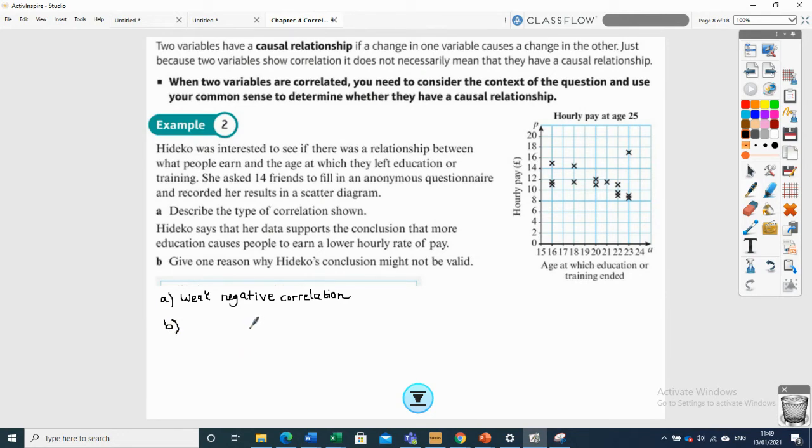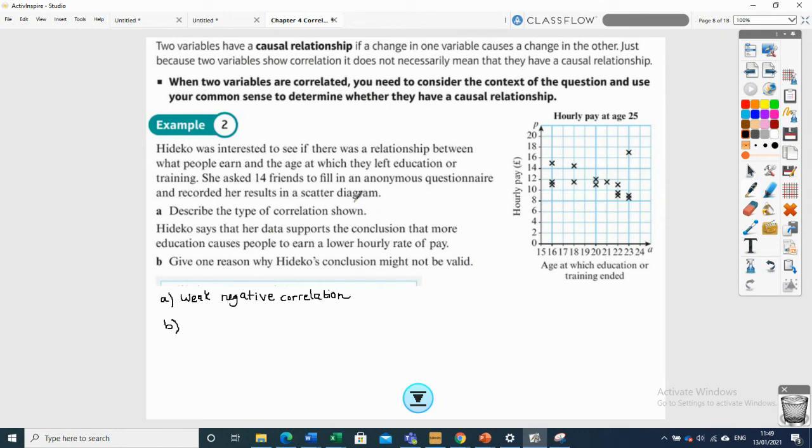Part B, Hideko says that her data supports the conclusion that more education causes people to earn a lower hourly rate of pay. The more education they do, the less pay they get. Now, looking at the graph, that possibly appears to be the case. However, considering the context and logic, you'd actually expect that if you had more education, you would get a higher salary. What's quite possibly happened here is that the people that have left school at the age of 16 or 18 have gone straight into a job and they've started to earn money and make their way up the pay ladder.